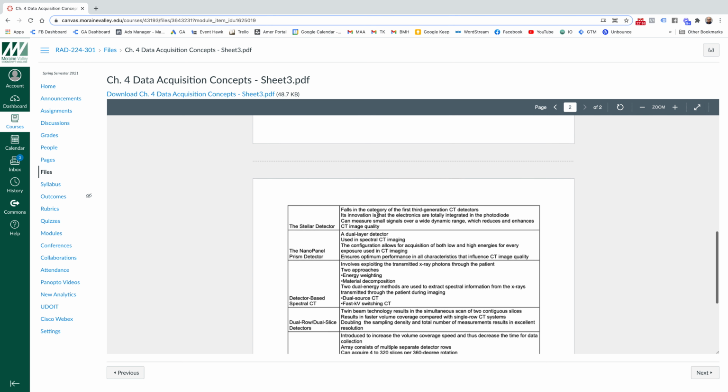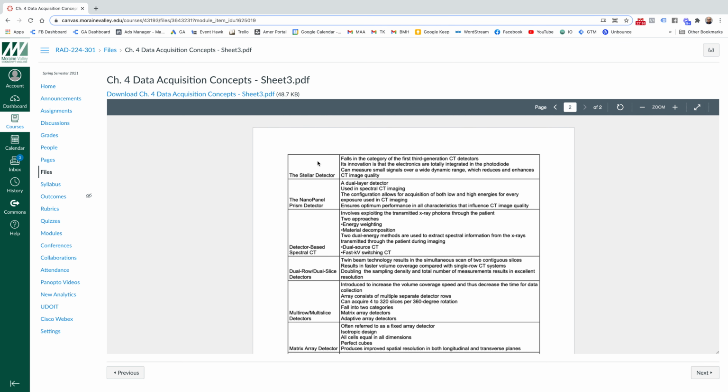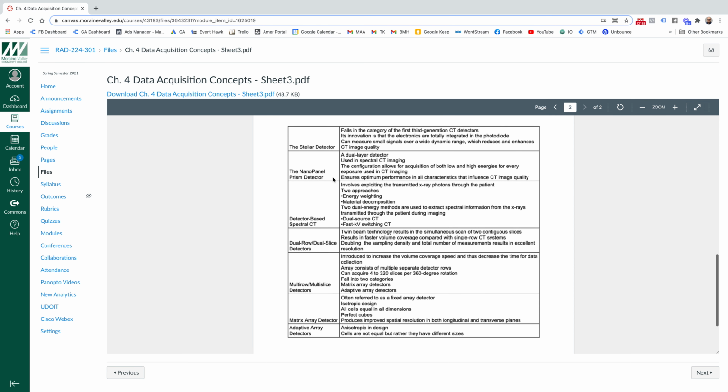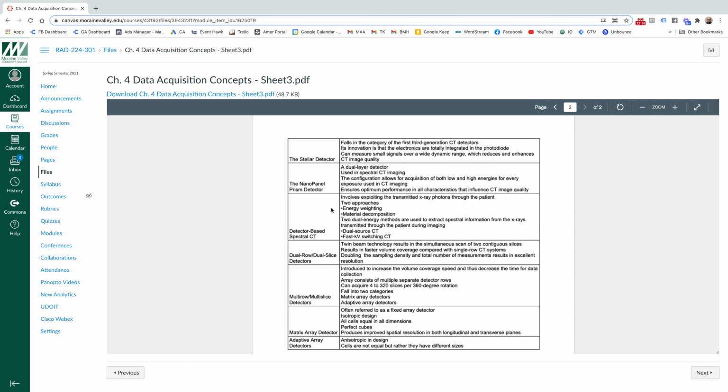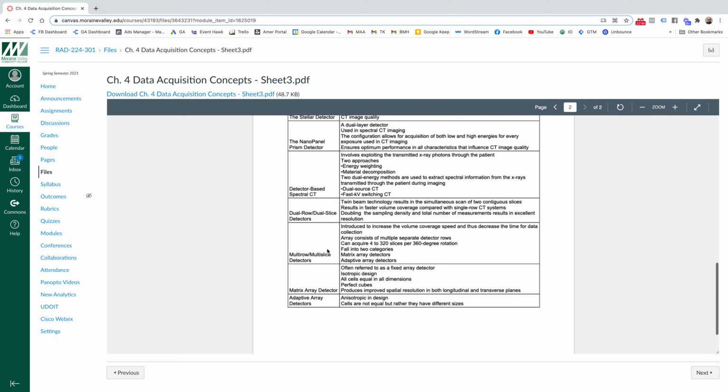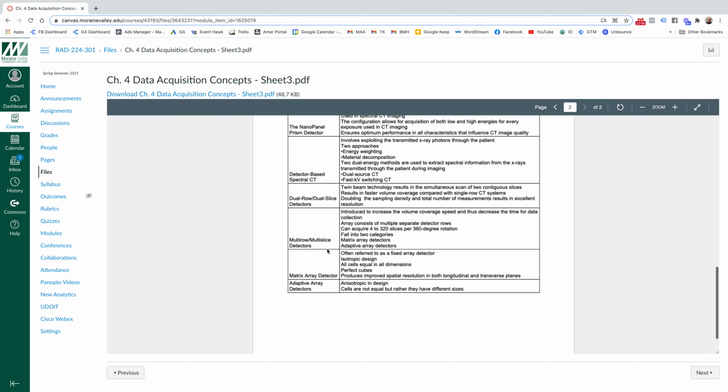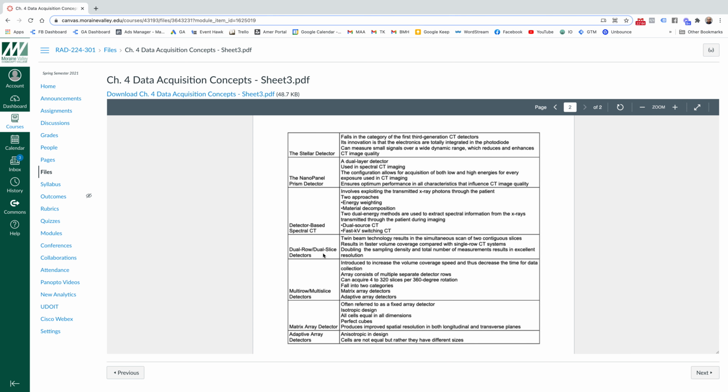Okay, types of detectors. So you have a few different types of detectors. Go through those. Stellar, nano panel, detector based. A lot of these, again, you're never going to really see, but you just want to know what they are. And that's pretty much it. It's a lot of just definitions and going through different things.